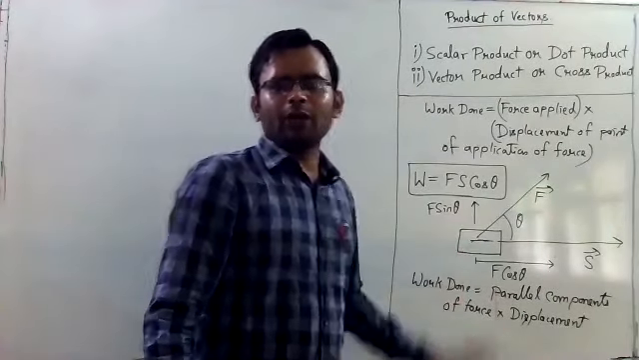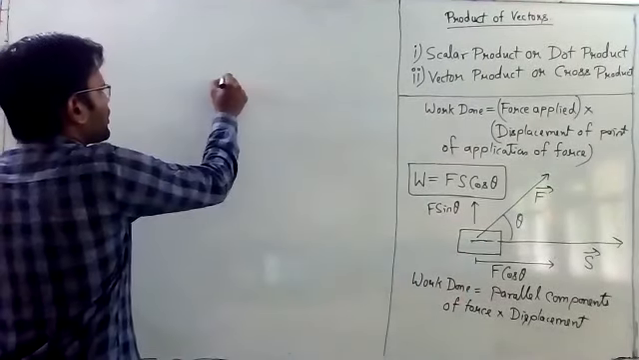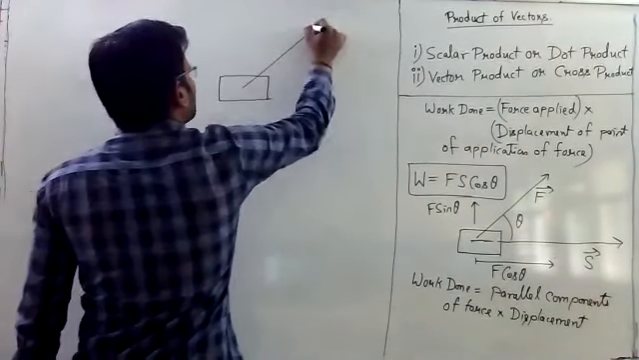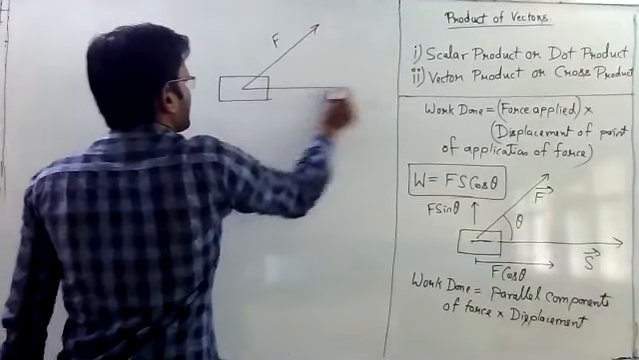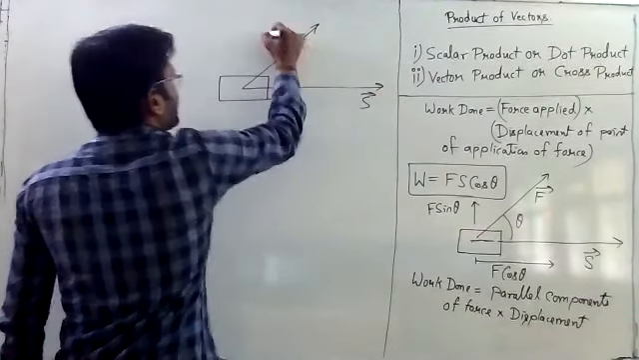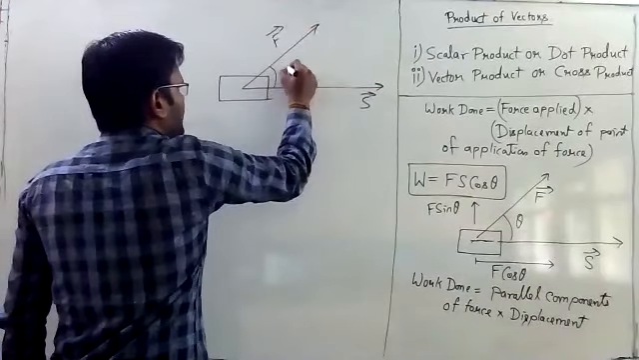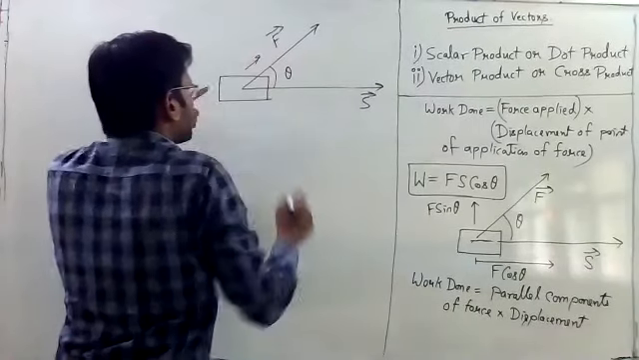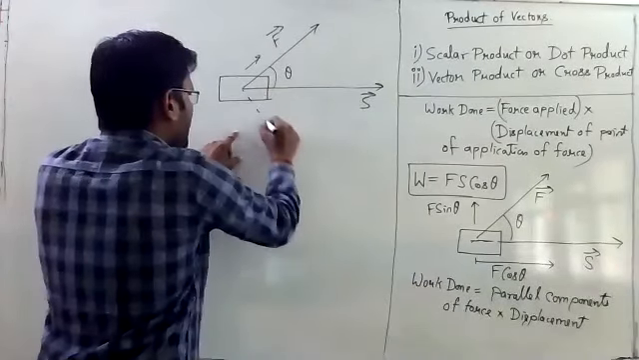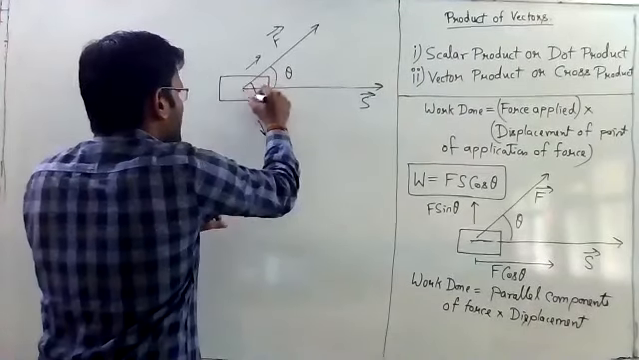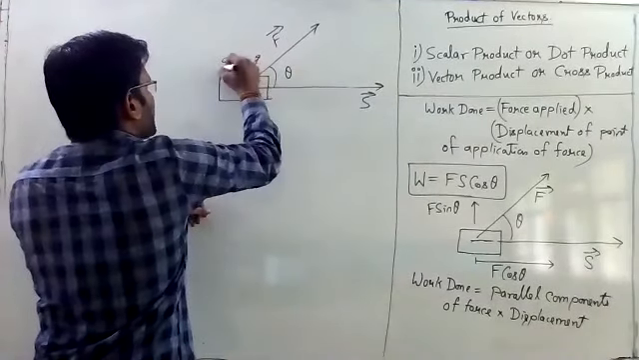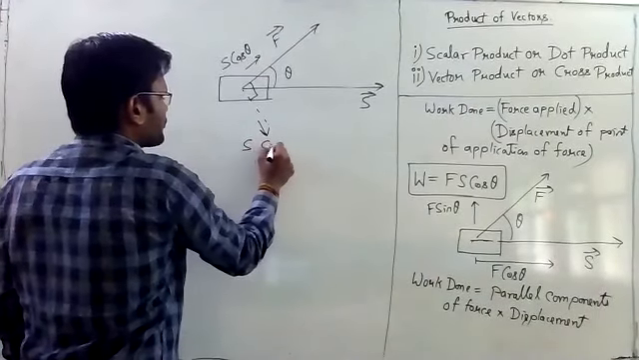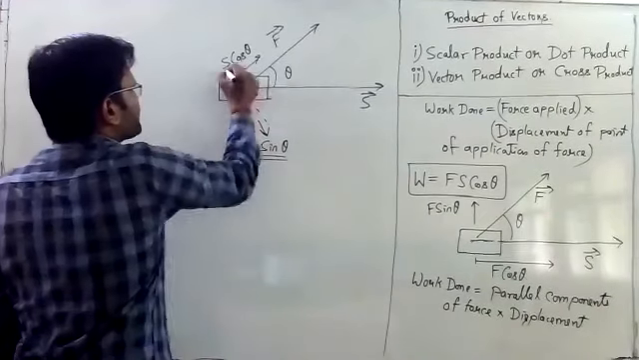The same thing can be represented in one more format. Just see here. I'm drawing exactly the same diagram. This is force, this is displacement: force vector and displacement vector. The angle between them is theta. Now this displacement can also be broken into two components. One is along the force and the other is perpendicular to the force. This angle is going to be 90 degrees. So this component is S cos theta, and this component is going to be S sin theta. Can I write it like this?